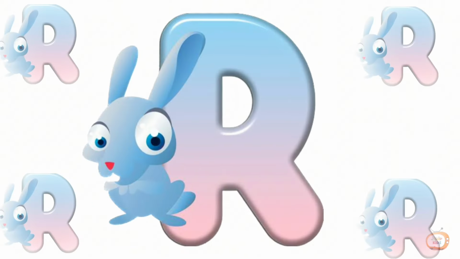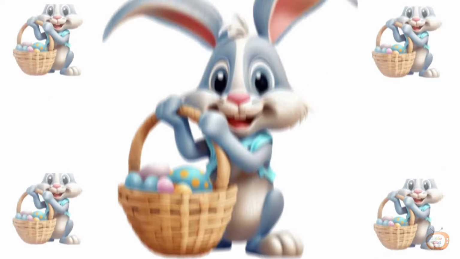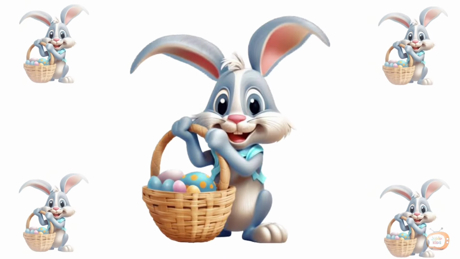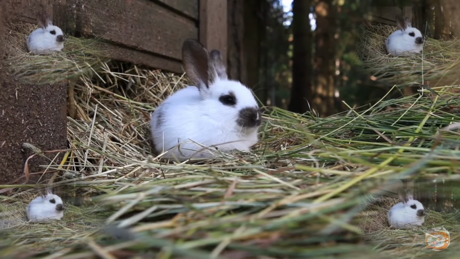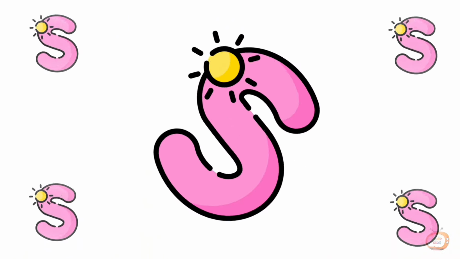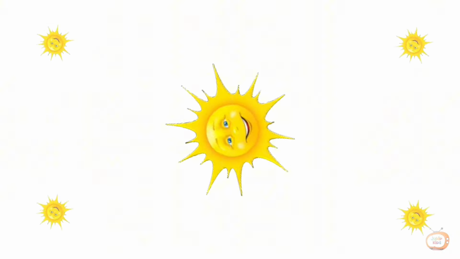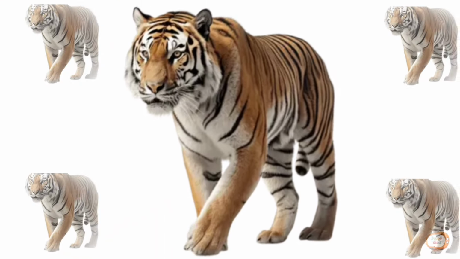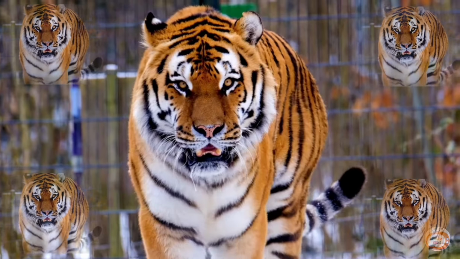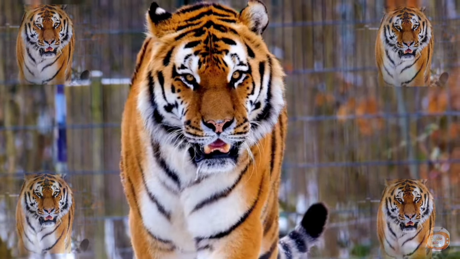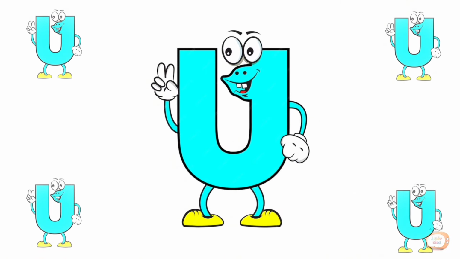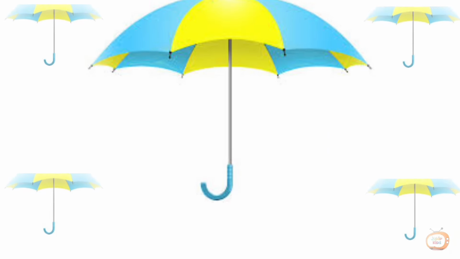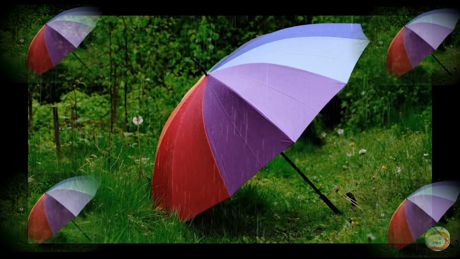R is for rabbit, R, R, rabbit, R, rabbit. S is for sun, S, S, sun, S, sun. T is for tiger, T, T, tiger, T, tiger. U is for umbrella, U, U, umbrella, U is for umbrella.